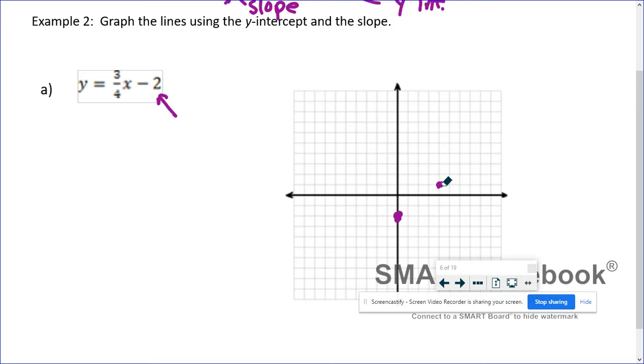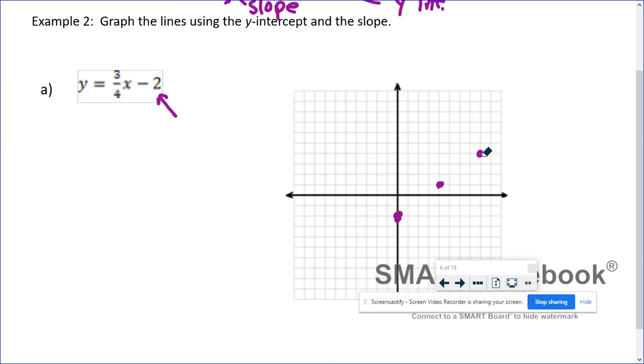You can apply it more than once so you can draw a line better, but one is enough. You can draw your line through those 2 points. I want to plot a couple more just to make it a little neater. Again, from that point now I can apply the rise, which is 1, 2, 3, and then the run, which is 1, 2, 3, 4.